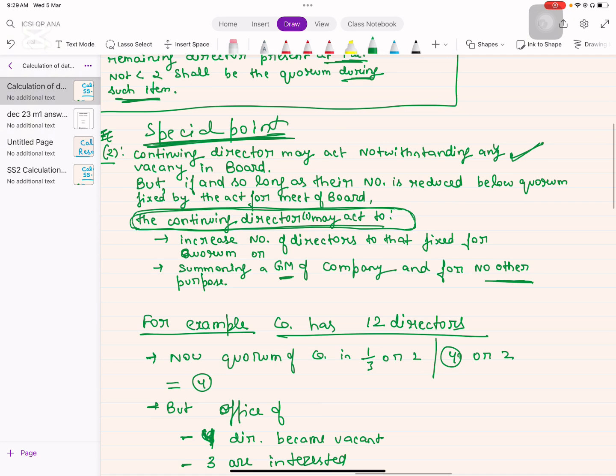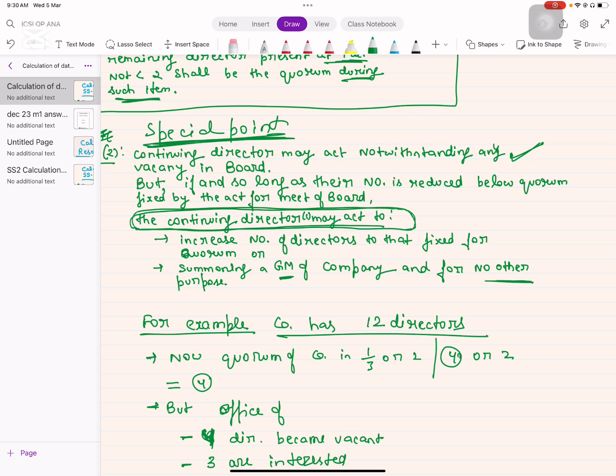Now what does it mean? First it says continuing directors may act notwithstanding any vacancy in the board. Now understand, a company has perpetual succession. It is not affected by change in its members. Now what happens? If some seats on the board become vacant, the company does not stop operating. The company will continue to operate as it should.